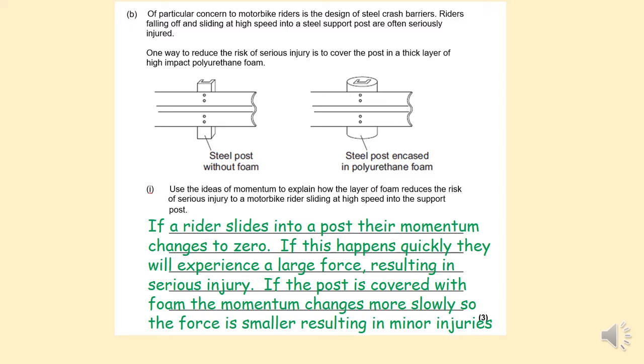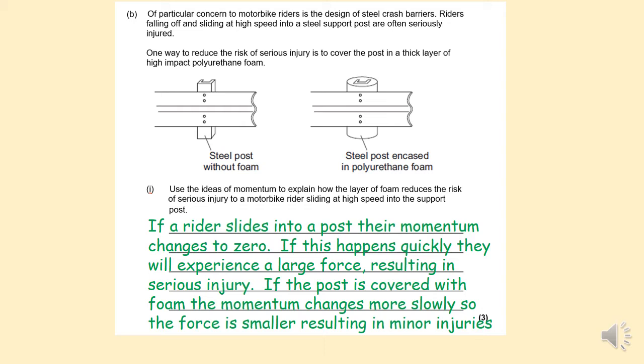So what I've tried to do here in my 3 sentences is I've started off by talking about the momentum change. Secondly, what would happen if that happened quickly? In other words, with the steel post without the foam. And then what would happen if it happened slowly with the steel post with the polyurethane foam?